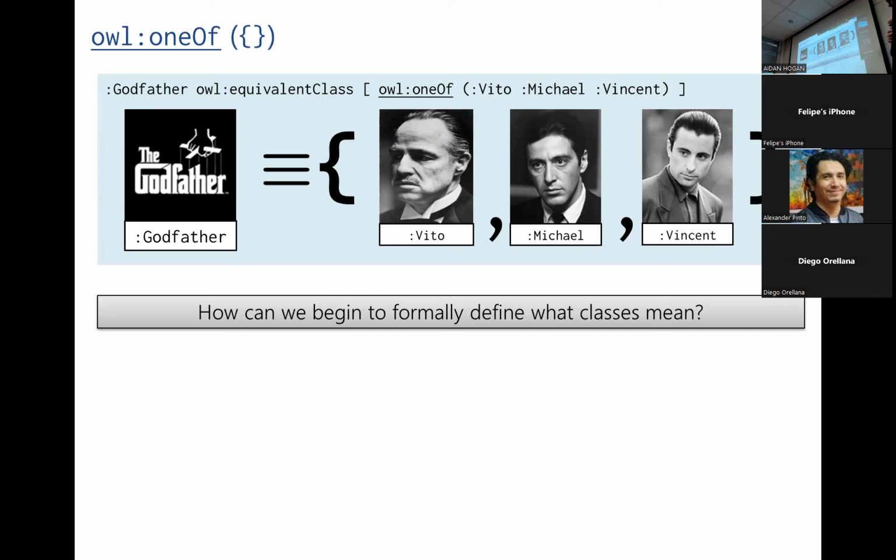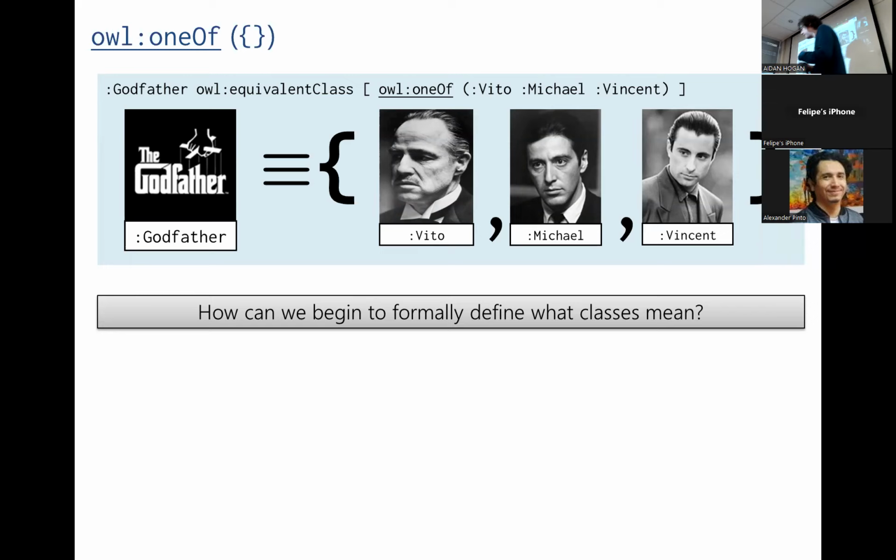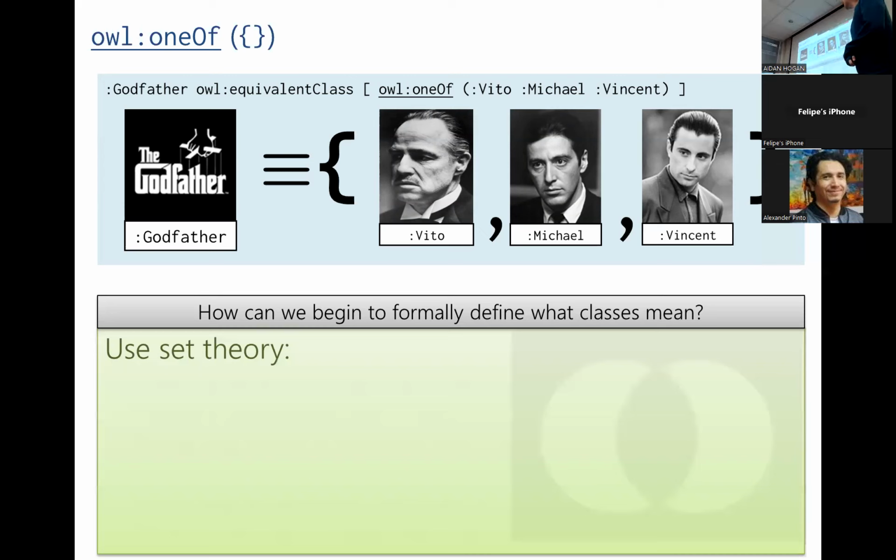Okay. Sets. Yeah, we can define these things based on sets. So we already have an existing formalism for sets. We already have an existing theory for sets. So we can define classes based on some sort of set theory. Yeah. So we can use set theory. So how does this look?